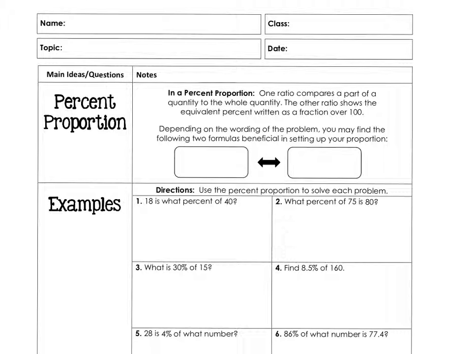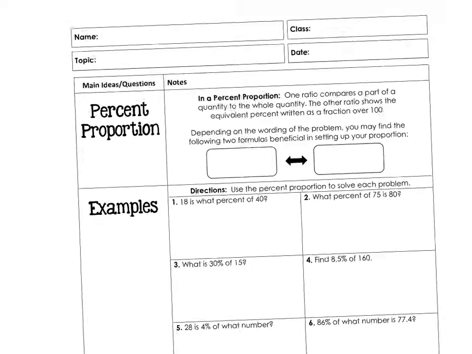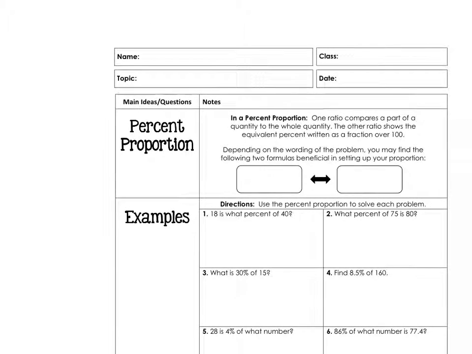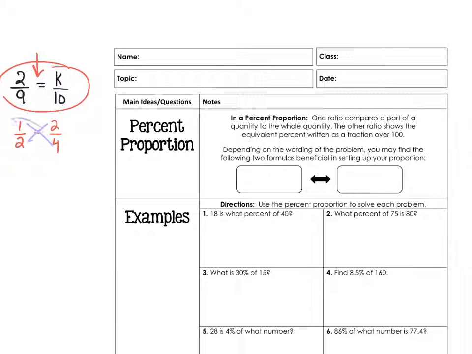Hey guys, in this video we are going to be talking about the percent proportion, and we basically have been spending this entire time talking about proportions. A proportion is an equation that states that two ratios are equal to each other. In a proportion, the cross products are equal. So 1 times 4 is equal to 2 times 2.